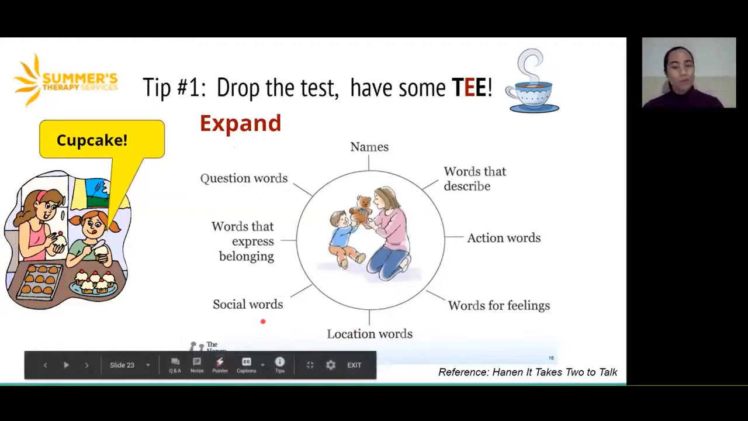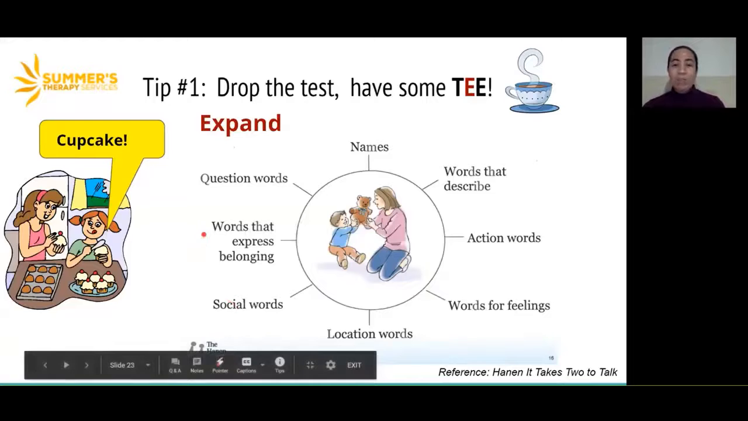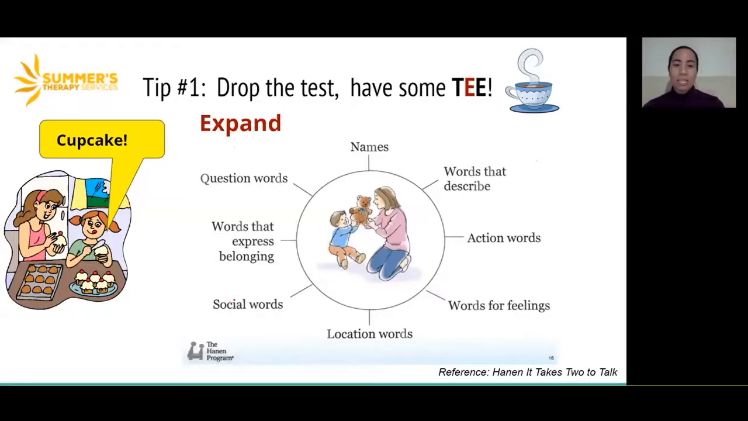We can talk about social words with it. You can add on to cupcake by saying, cupcake for you, happy birthday. Words that express surprise, express belonging. So you can say, my cupcake, your cupcake, daddy's cupcake, mommy's cupcake, nobody's cupcake.